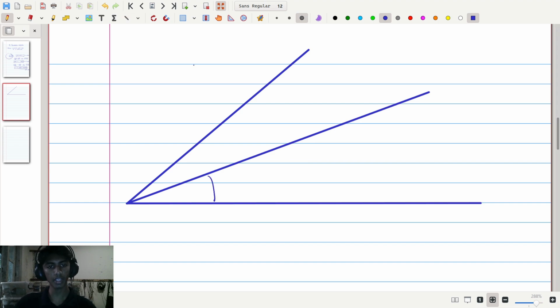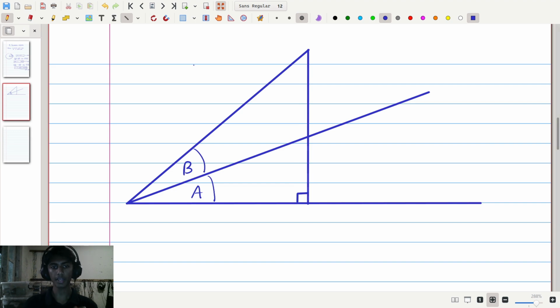I'm going to call this first angle angle A and this second angle angle B. And I want to compute the sine of the angle A plus B, the cosine of the angle A plus B, and the tangent of the angle A plus B. So we have this. This is 90 degrees between these two points.